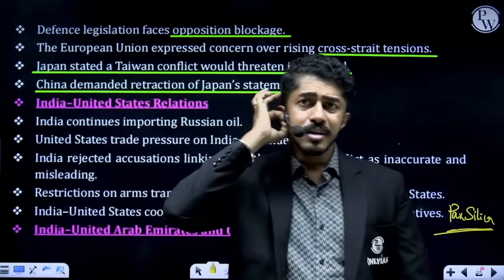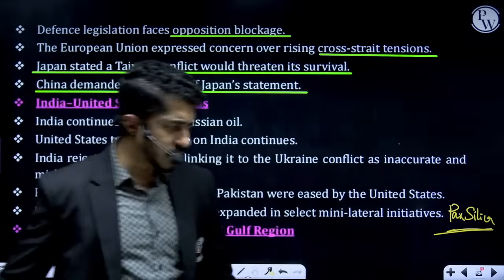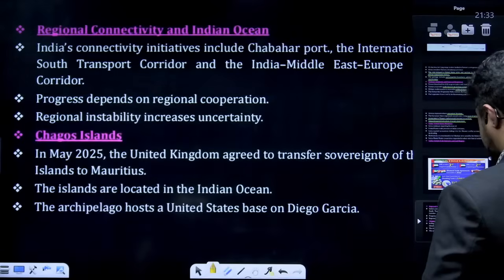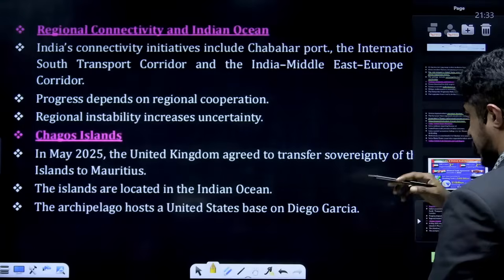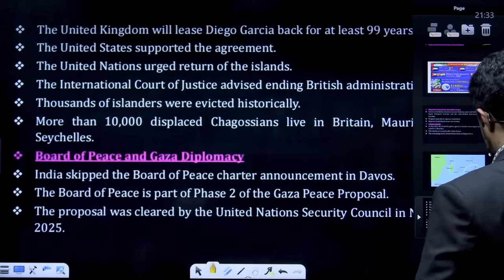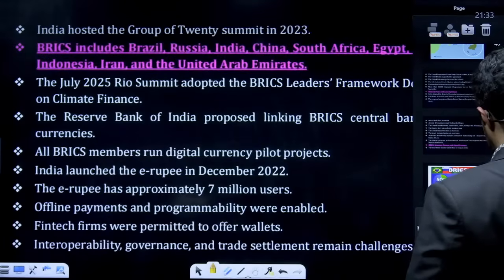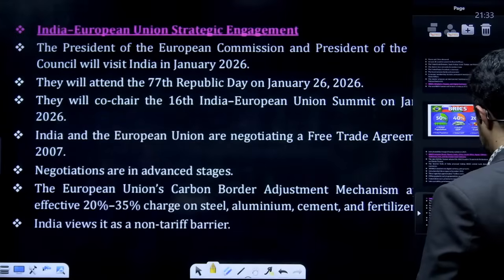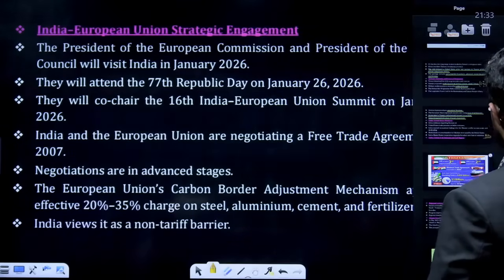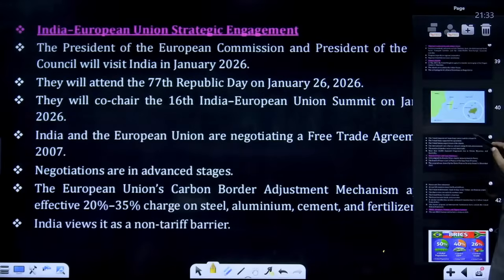Okay, so that will be all for now. Let us put it on hold. The remaining topics are India signing a trade deal with UAE, then the regional connectivity India is having in the Middle East, then the Chagos Islands which the UK has transferred to Mauritius, then the Board of Peace in Gaza diplomacy, and finally BRICS structure, finance and digital currency. BRICS includes which countries? India, European Union strategic statement. Hopefully by next week, we will get a little more clarity on this European deal. We will update it and then take it up further. All right.